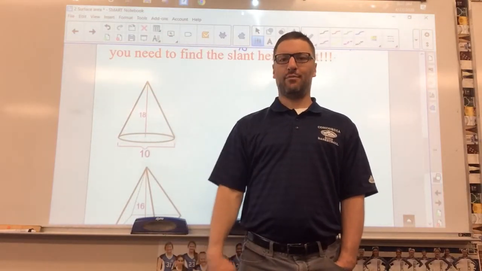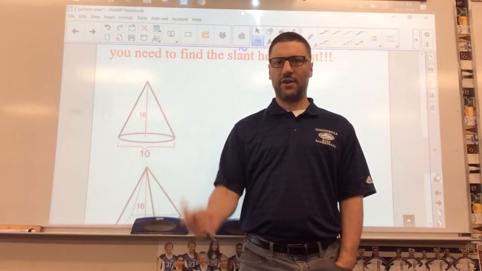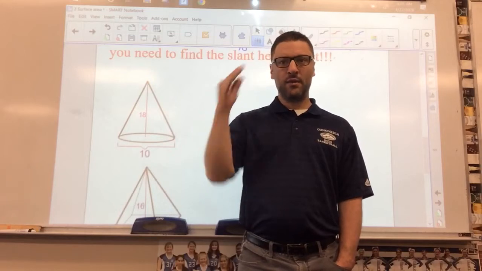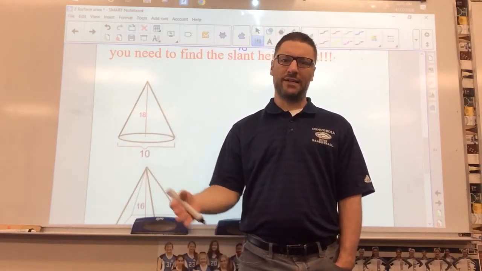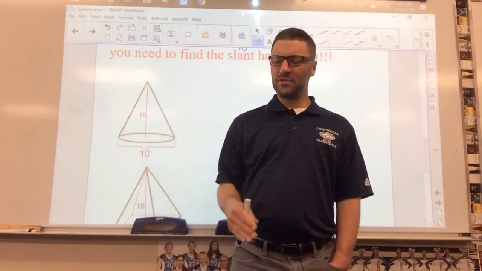Here's a little bit harder problem. It's the same concepts, 1/2 PL, find the lateral area, surface area, 1/2 PL plus the area of the base. But they're not always going to give you the slant height, and you have to be smart enough to go in and find it. It doesn't usually take a ton of math, but it is a visual. It is a visual to go in and find the right piece.